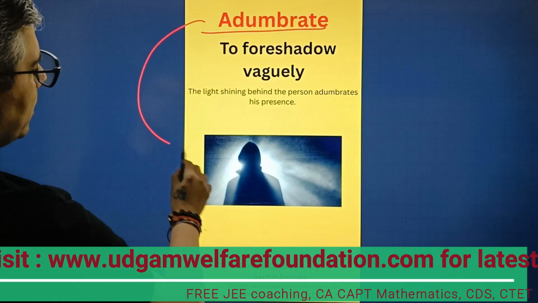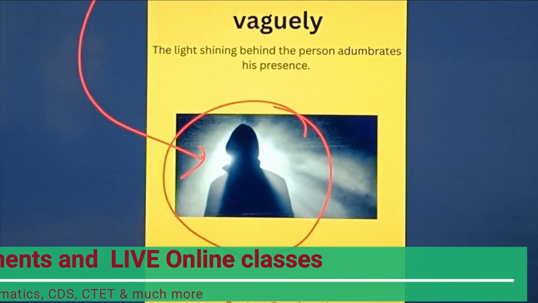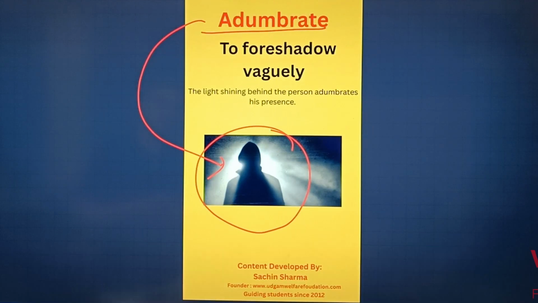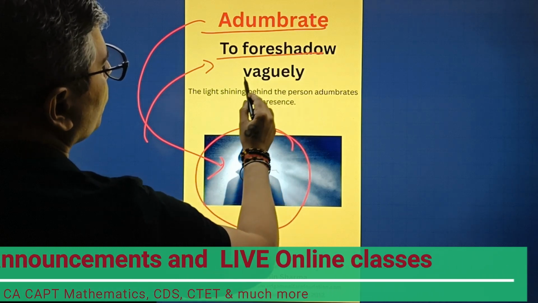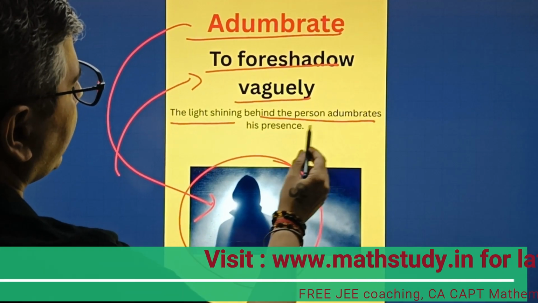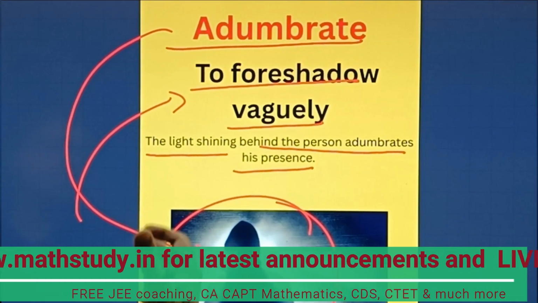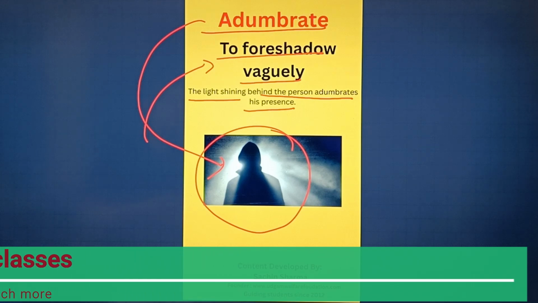If we see the picture here, the picture is not clear, or we can say the picture is vague, which is unclear here. So if we look at the meaning here, to foreshadow vaguely. The light shining behind the person adumbrates his presence. That means a light is shining from behind and the person's face is not visible.